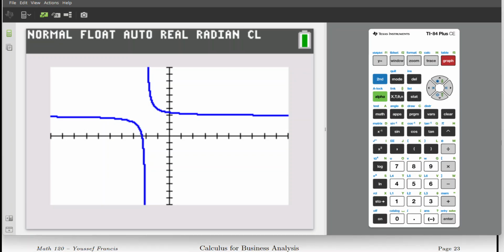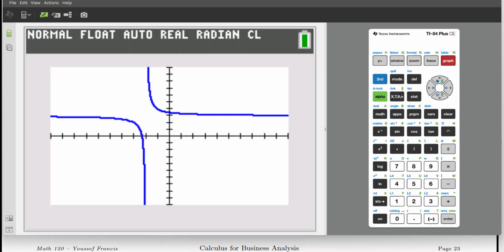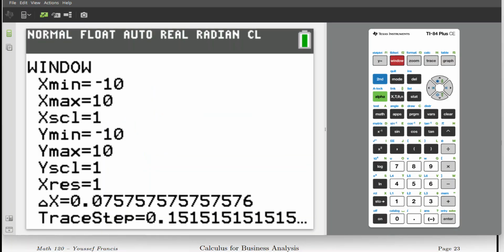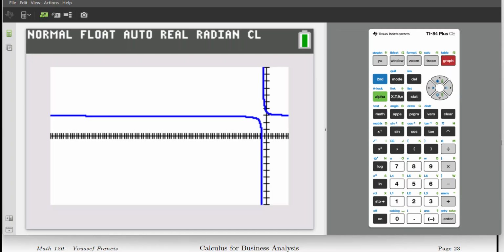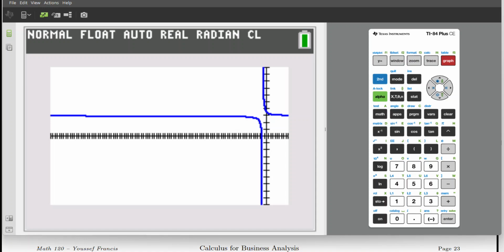But this time, I want to see more of the negative side of the x-axis. Currently, if I look at my window, my minimum x is at negative 10. I want to make it negative 100. This will really stretch the graph to the left. So check this out. Now there are 100 little notches on my x-axis in the negative direction and only 10 of them in the positive direction.